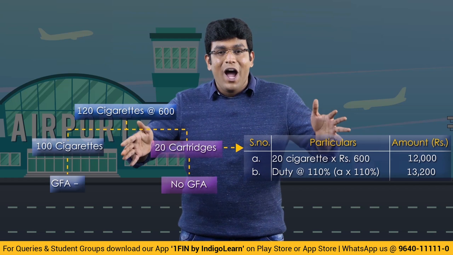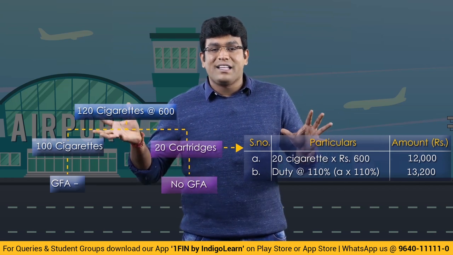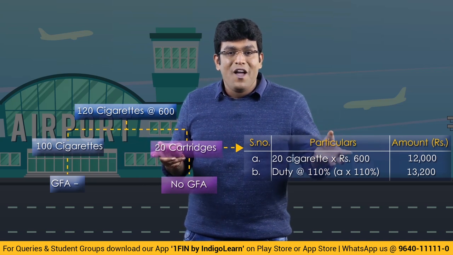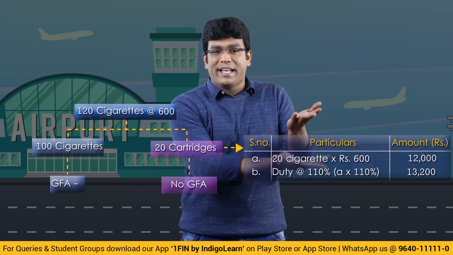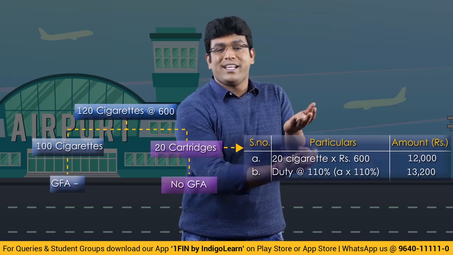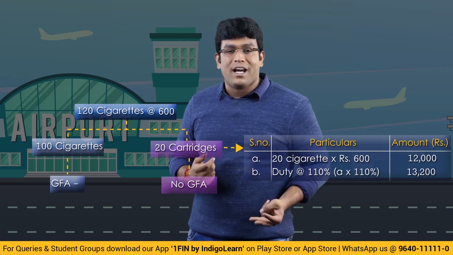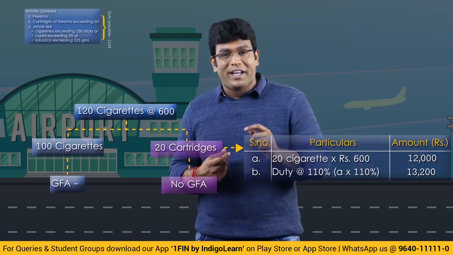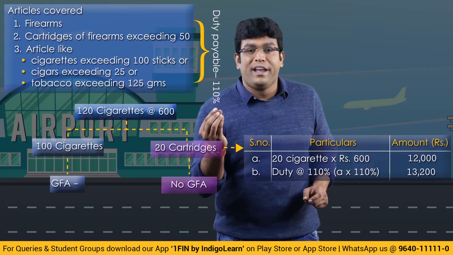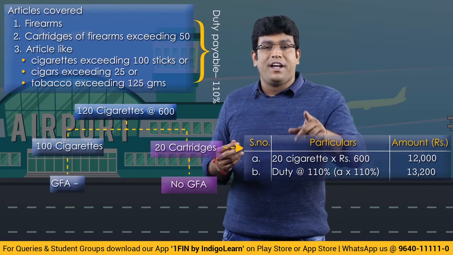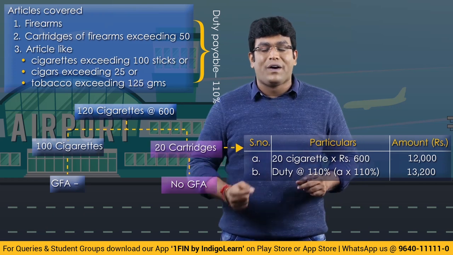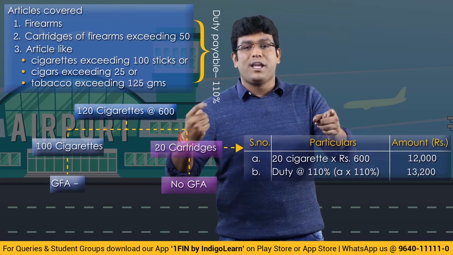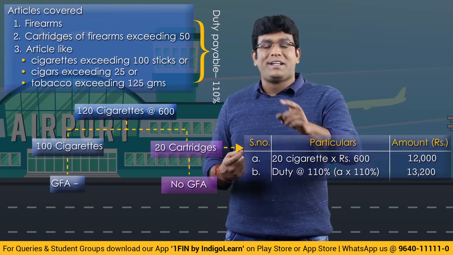The reason being that out of those 120 cigarettes, 100 cigarettes can be considered for GFA and 20 cigarettes are annexure 1. For annexure 1 items, we can't take GFA, and in annexure 1 there are 6 items, of which for the first 3 items the duty rate is 110%. The first 3 are firearms, cartridges of firearms exceeding 50, and third one, cigarettes exceeding 100 sticks, cigars exceeding 25, or tobacco exceeding 125 grams. For these 3 points, the rate of duty is 110%.